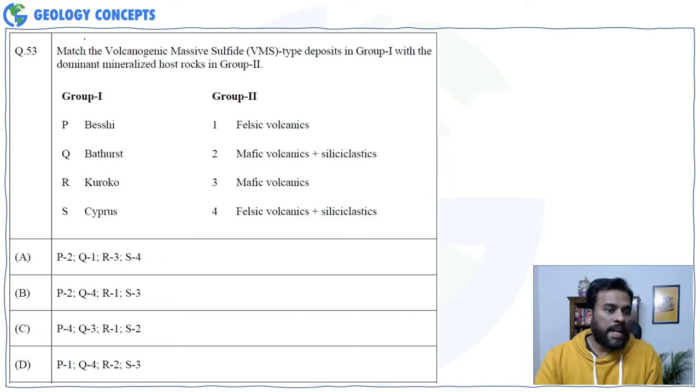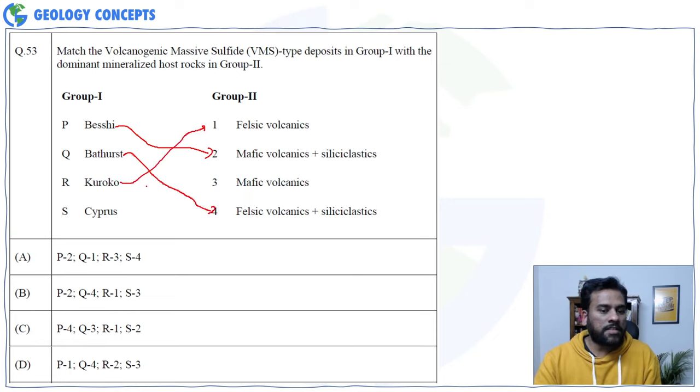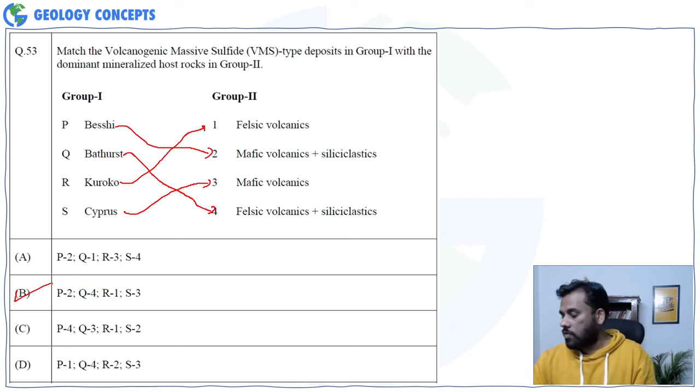Match the following. Besshi is your mafic volcanic siliciclastic. Bathurst is felsic volcanic siliciclastic. Kuroko is felsic volcanics, and Cyprus is mafic volcanics. So B will be the correct option: P2, Q4, R1 and S3.